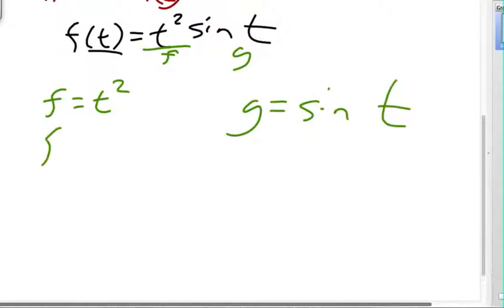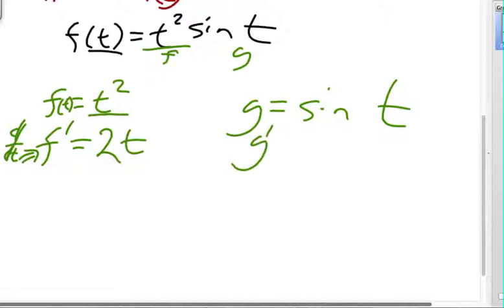Now, you can see the problem here with Newtonian notation is that we lose what we have, as opposed to something like this. F prime just tells me I'm taking the derivative. It doesn't necessarily tell me what. But in this case, we're taking the derivative with respect to t because f is a function of t. So this is power rule. It's 2t. G prime is the same idea. It's cosine of t. Okay.